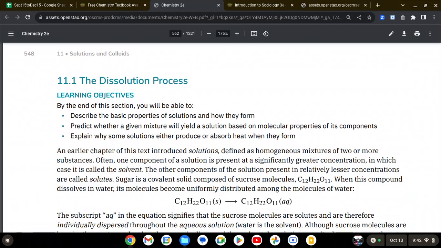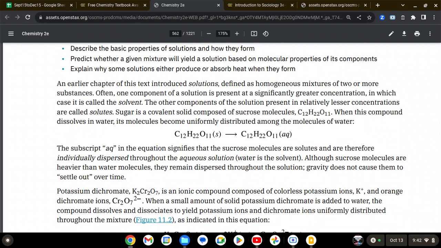11.1, the dissolution process. By the end of this section, you will be able to describe the basic properties of solutions and how they form, predict whether a given mixture will yield a solution based on molecular properties of its components, and explain why some solutions either produce or absorb heat when they form. An earlier chapter of this text introduced solutions, defined as homogeneous mixtures of two or more substances. Often, one component of a solution is present at a significantly greater concentration, in which case it is called a solvent. The other components of the solution, present in relatively lesser concentration, are called solutes.